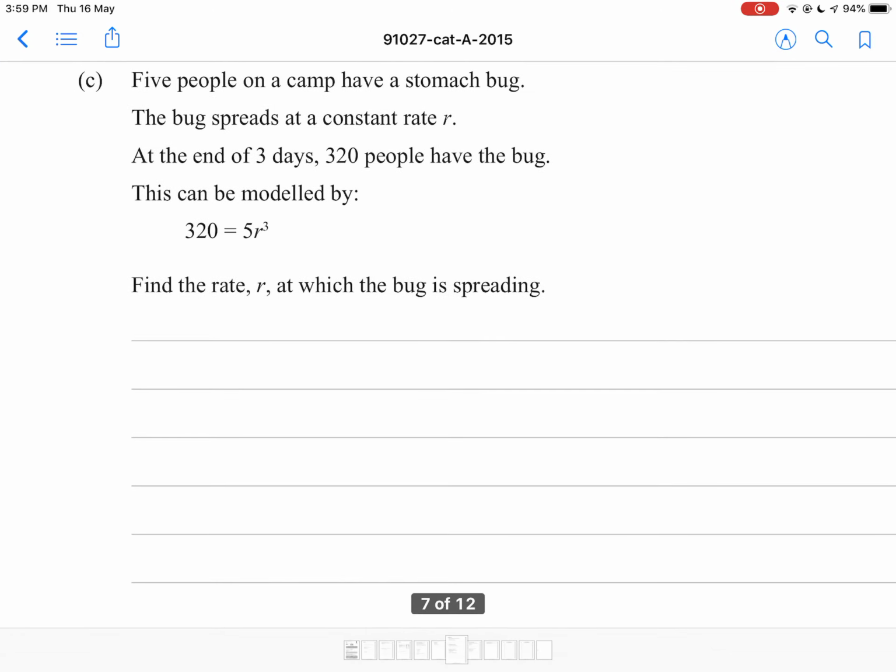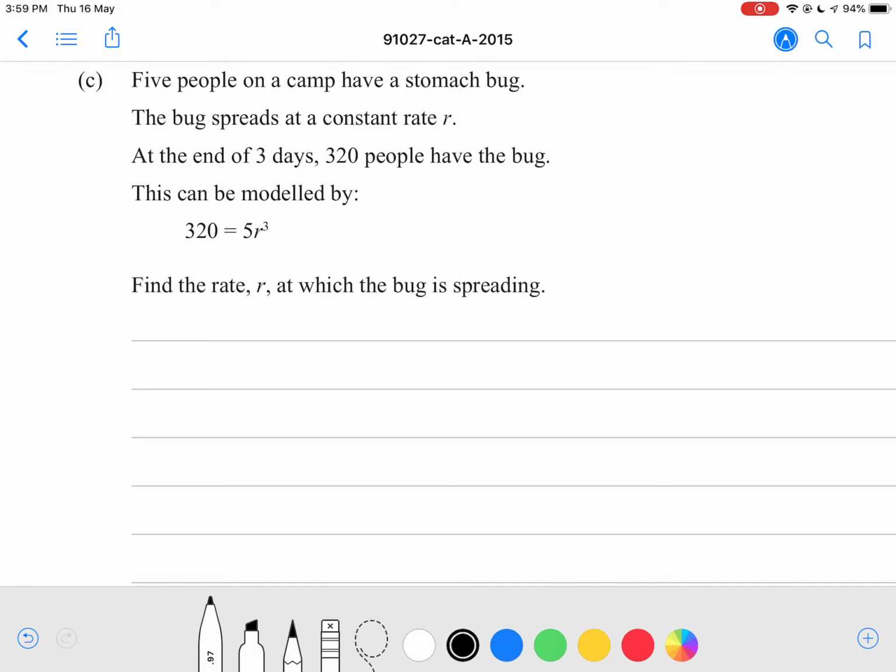Alright, 5 people on the camp have a stomach bug. The bug spreads at a constant rate r. At the end of 3 days, 320 people have the bug. This can be modeled by 320 equals 5r cubed. Find the rate r at which the bug is spreading. Okay, so we just write out the equation first. So 320 equals 5r cubed.